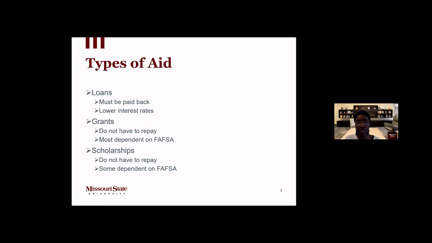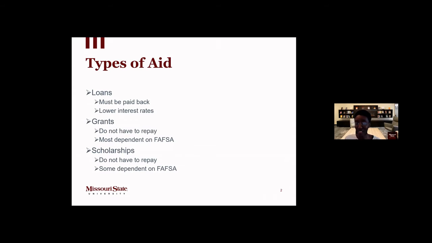We have grants. These are funds that you do not have to repay, and mostly grants are dependent on the information that you fill out in the FAFSA. So this could be your Pell Grant, and for those who are Missouri residents, we have the Access Missouri Grant. Both of those grants are based off of the information you put into your FAFSA.